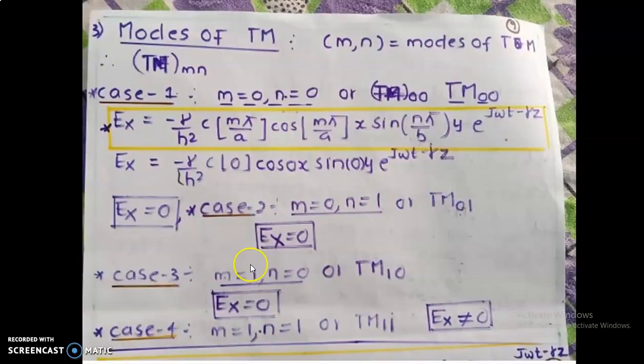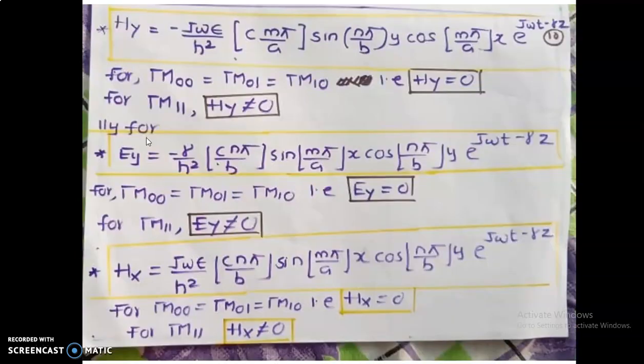Now let us start the concept of modes. As I already told, mn represents a mode. Now as we have discussed the derivation part of TM, let us understand the TM modes. Let us say we substitute m equal to 0 and n equal to 0. So now it is called the TM00 mode. We already got 4 equations: we found Ex, we found Ey, we found Hx, we found Hy.